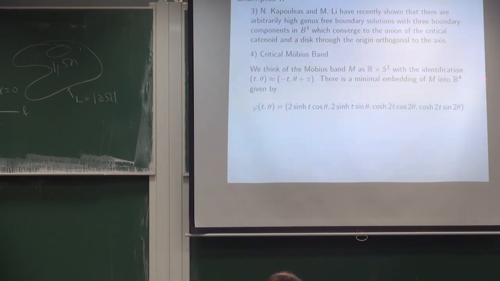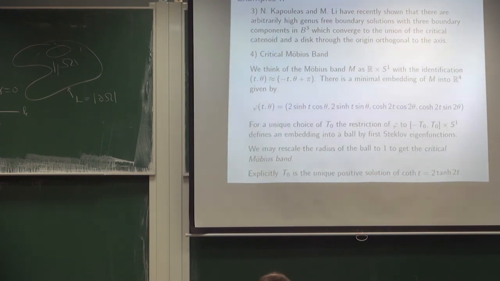And it turns out there's an explicit minimal embedding of the Mobius band into R4. I've written it down here, in separated form. Each of those functions is a harmonic function on the product, R cross S1. It's a product of a hyperbolic function times a trig function with the same mode. This particular map phi of (t, theta), consisting of four harmonic functions, turns out to be conformal. So the constants are chosen so that it gives a conformal map into R4, and like the critical catenoid, there's a unique choice of t naught.